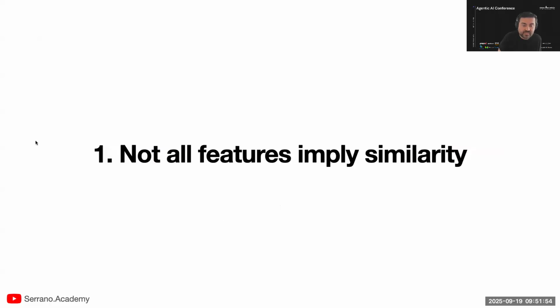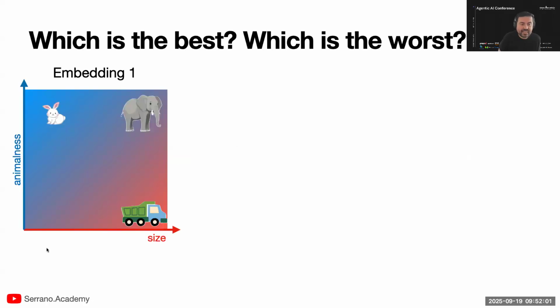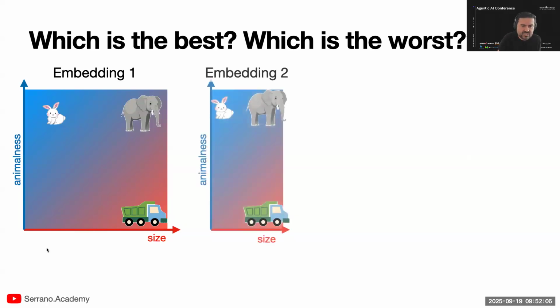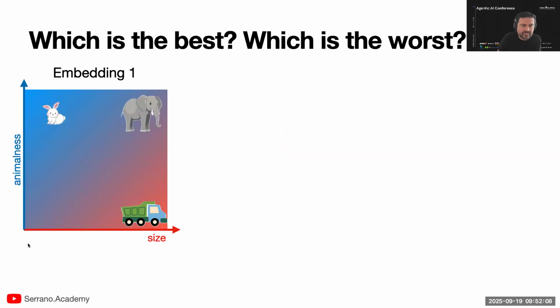The first one is that not all features imply similarity, believe it or not. What do I mean by that? Well, I'm going to ask you a small quiz. This is not a quiz as in right answer, wrong answer. This is a conceptual quiz, okay? So I have an embedding where to the right, I have the size. As you can see, the little bunny is smaller than the elephant. As things get bigger, they move towards the right. And in the vertical is animalness. So non-animals are here and animals are here, okay? So an embedding with 2 features.